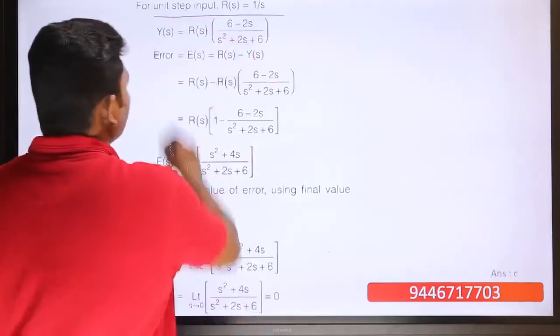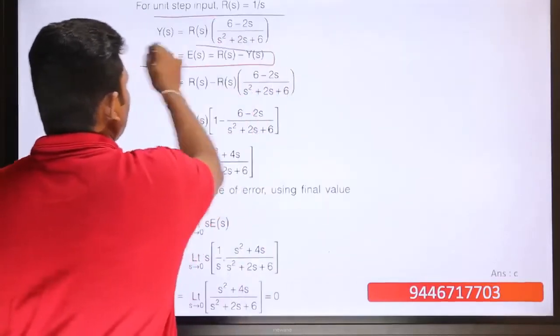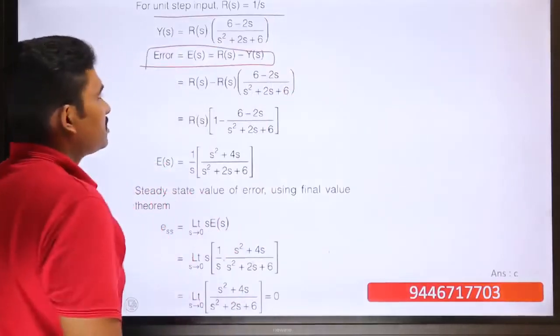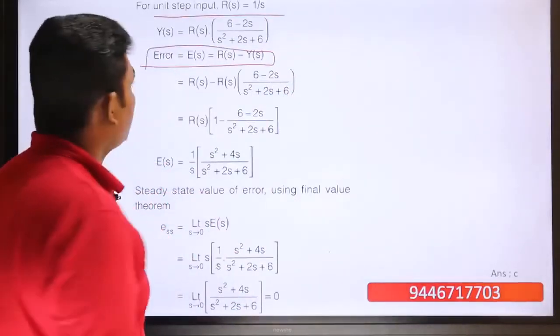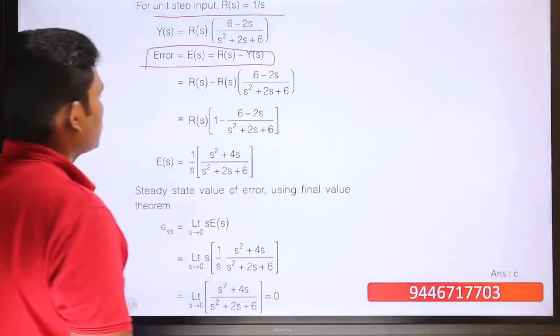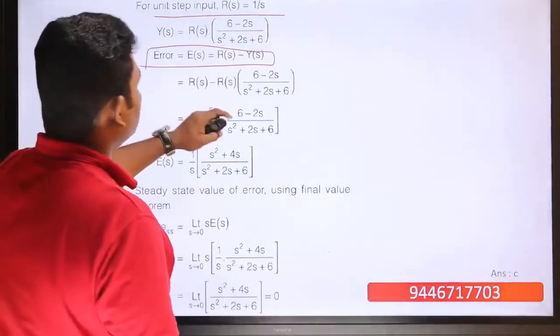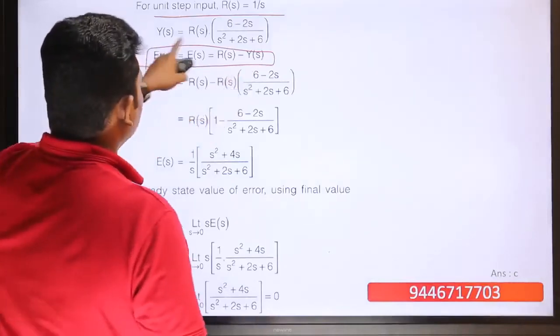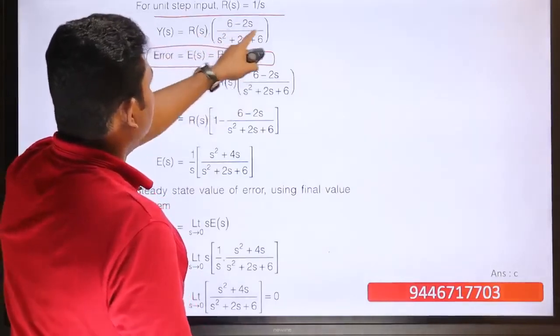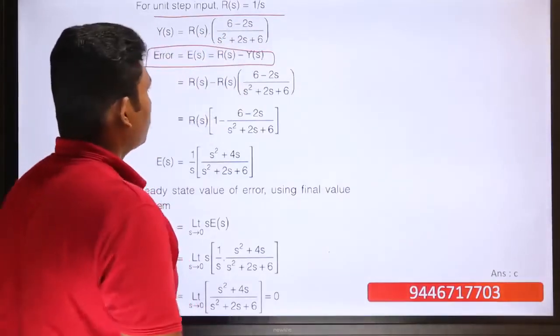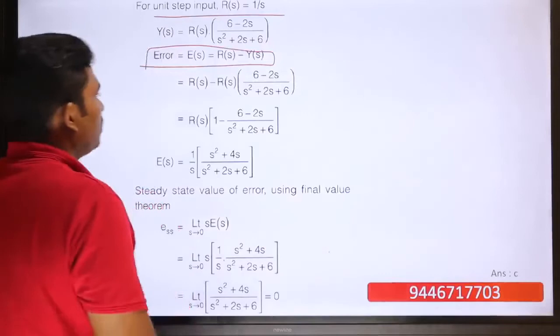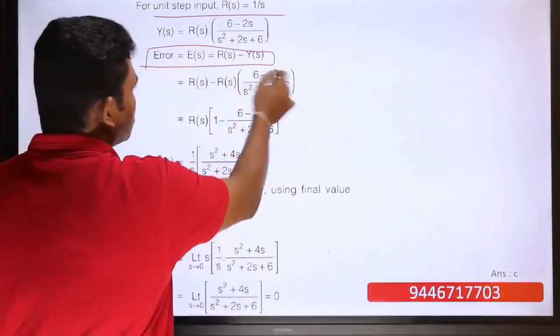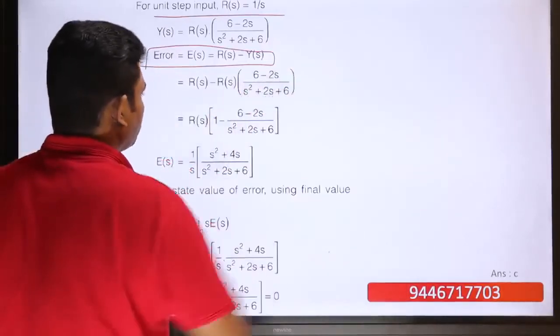So what is our steady state error? Steady state error is ESS, which is equal to R(S) minus Y(S). We know R(S) is 1/S, and Y(S) is equal to R(S) into (6 minus 2S)/(S squared plus 2S plus 6). So it is R(S) minus R(S) into (6 minus 2S)/(S squared plus 2S plus 6).